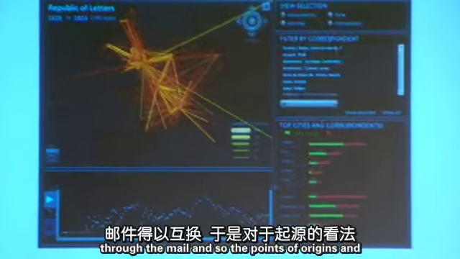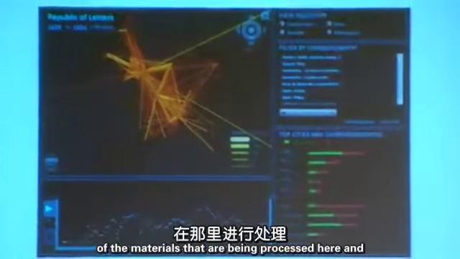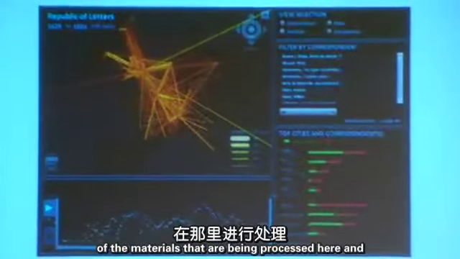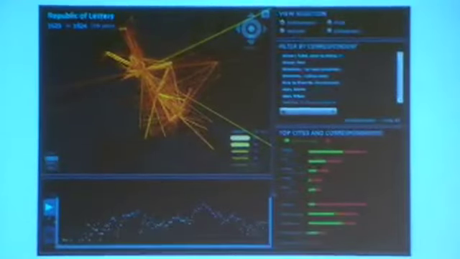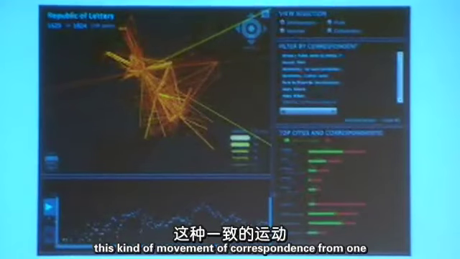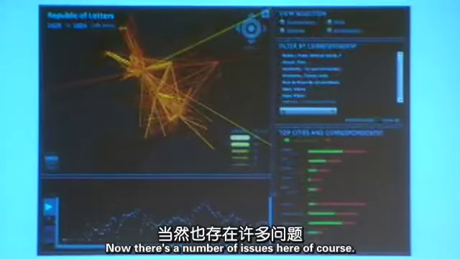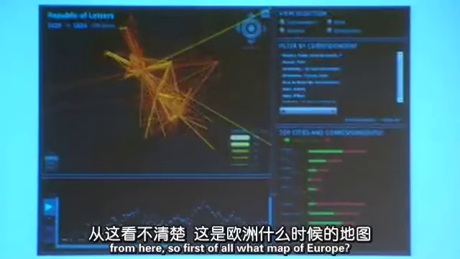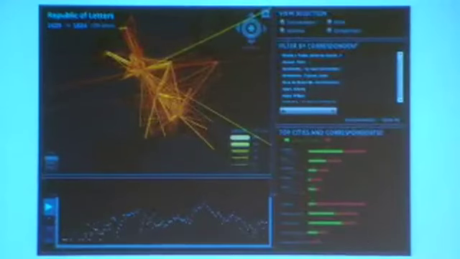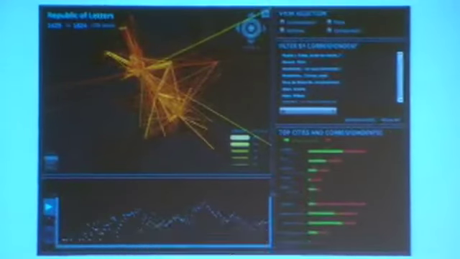And so the points of origin and the points of reception are encoded in the metadata of the materials that are being processed here. And the visualization was generated to show this traffic, this kind of movement of correspondence from one site in Europe to another in this particular period. Now, there's a number of issues here, of course. Now, this is 1629 to 1834, 1824. I can't see it from here. So, first of all, what map of Europe? Europe? Countries? Help me out? Okay. So there's a few little issues there.